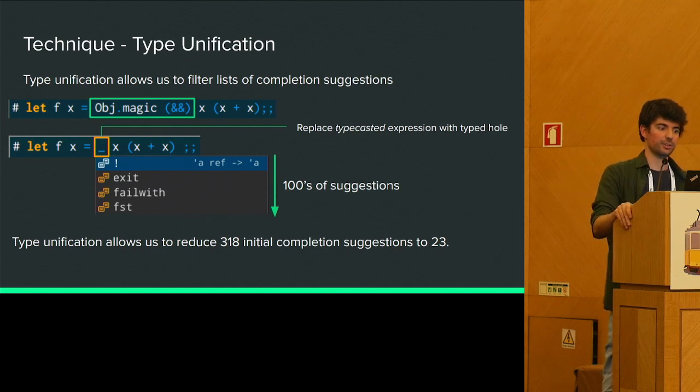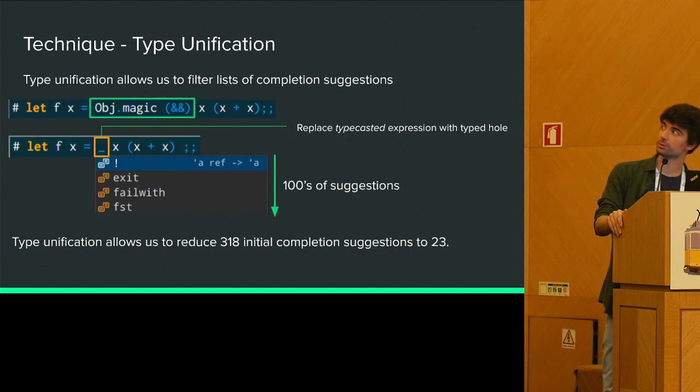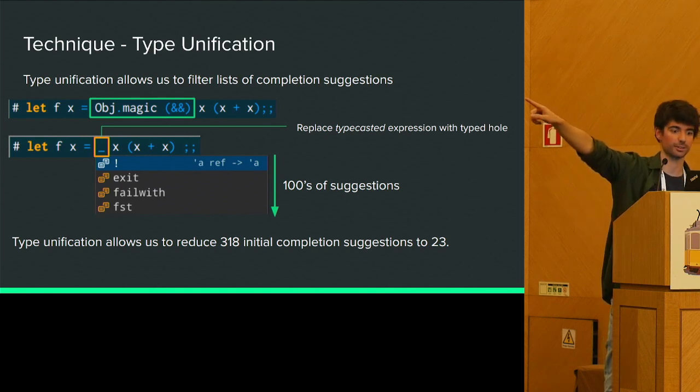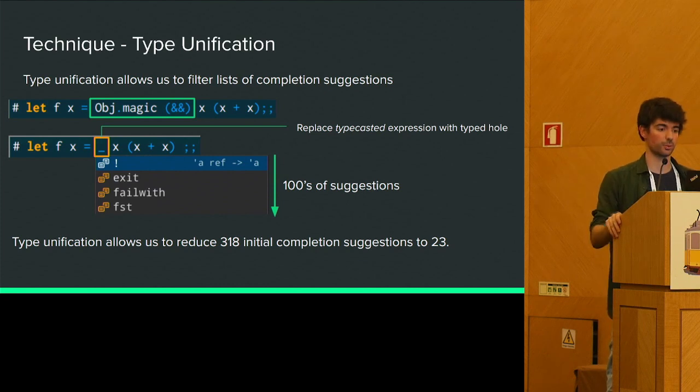And the last task is type unification. We make use of type unification to filter elements from a list of completion suggestions. Basically, we replace the typecasted expressions with something called typed holes, and we then ask for completion suggestions on these typed holes. A typed hole is represented by that underscore, by the way, highlighted in orange. On these typed holes, we use something called the OCaml LSP, the language server protocol, a technology many code editors use in the background. We use it programmatically, so you can interact with it programmatically. This is just for illustration purposes. And we ask for a list of suggestions for that typed hole through OCaml LSP.